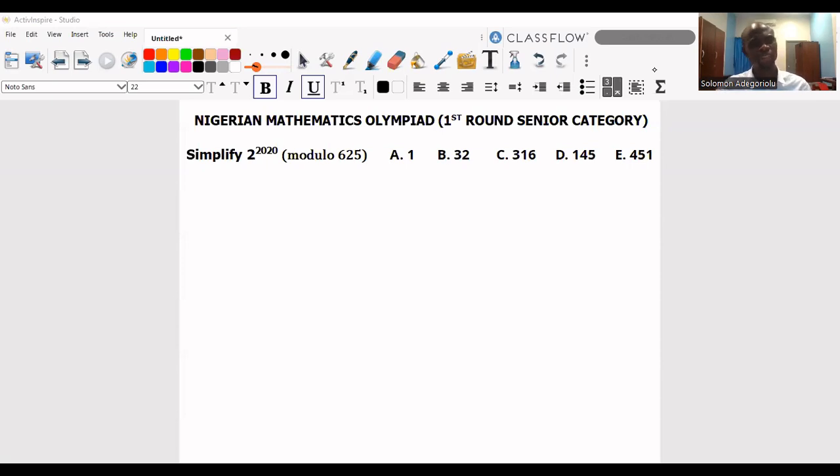All right. The question we have here is for senior category. And the question is: simplify 2 raised to the power of 2020 modulo 625. We have option A to be 1, option B to be 32, option C to be 316, option D to be 145, and option E to be 451. The question is very simple. So how do we go about this? Let's look at the solution to the question.